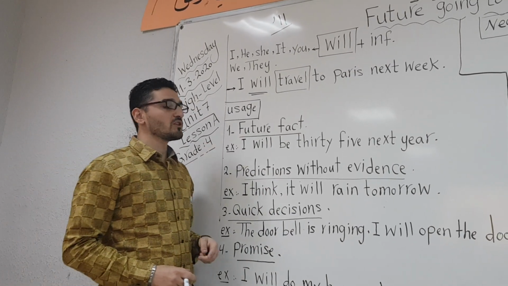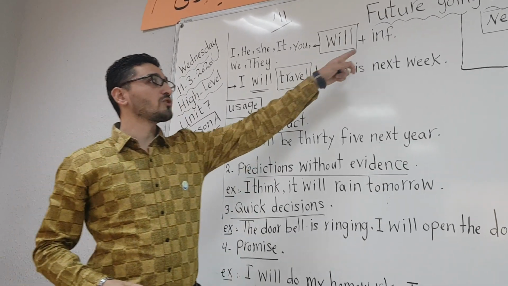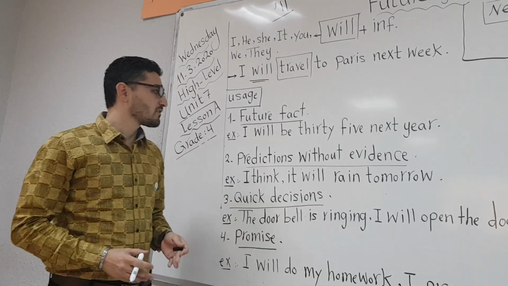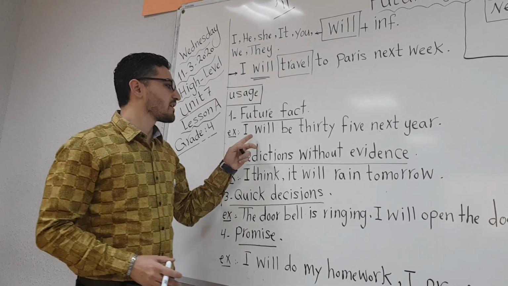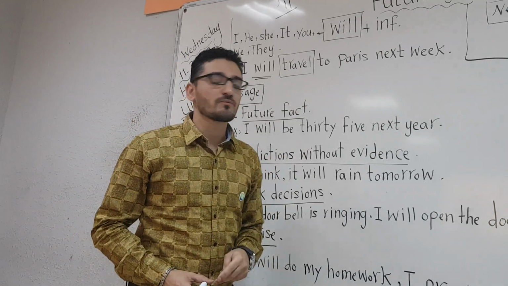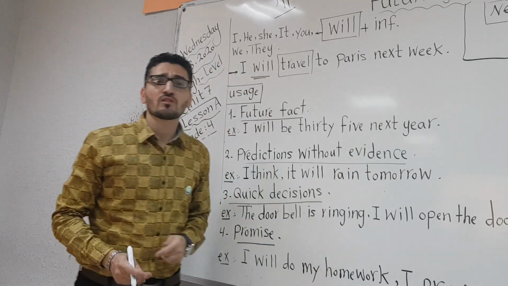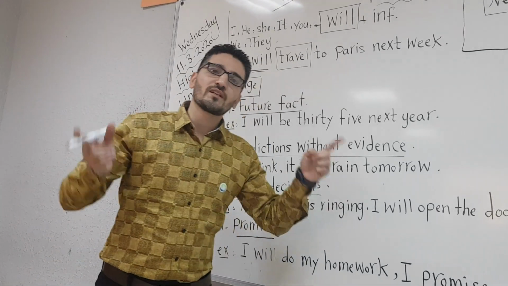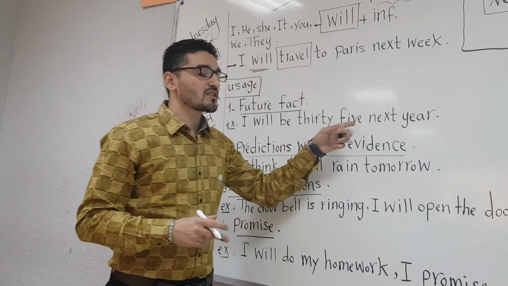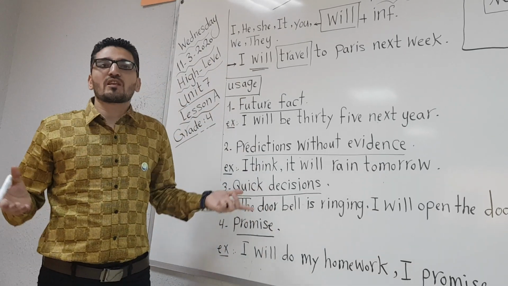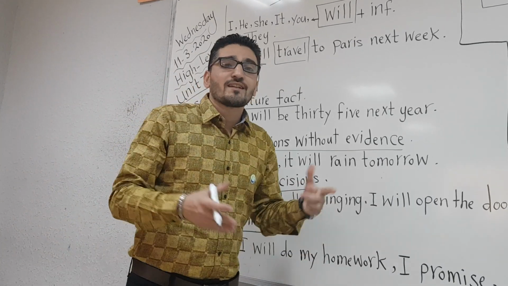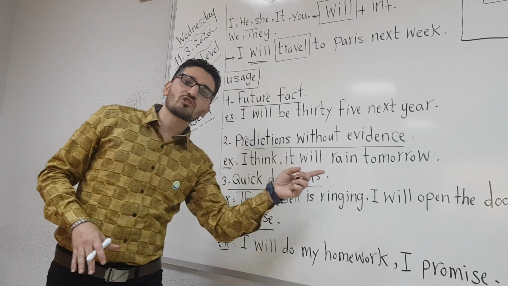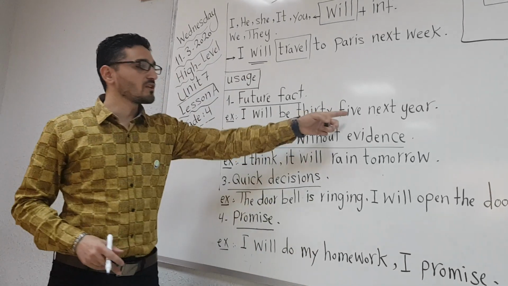Okay. What are the usages of will plus infinitive to express the future? Number one, we use will followed by the verb in infinitive to express future facts. Like when I say, I will be 35 next year, inshallah. This means that next year I will be 35. I won't be 36 or 37. It's a future fact. I'm now 34.